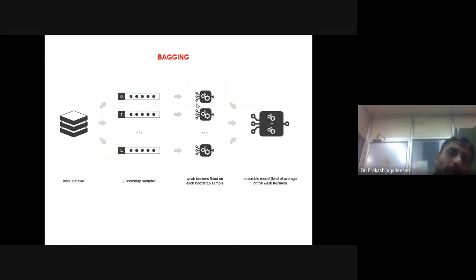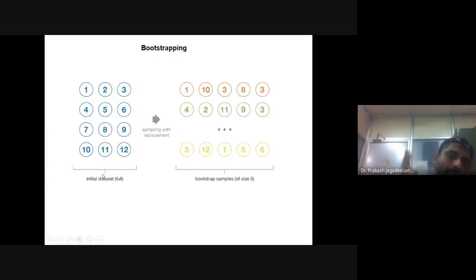In bagging, we have to generate bootstrap samples from the data set. Let me explain how to generate a bootstrap sample. My initial data set has the values 1, 2, 3, 4, 5, 6, 7, 8, 9, up to 12. From this data set, I'll randomly draw 5 samples from this bag: 1, 10, 3, 8, 3 are the values drawn.